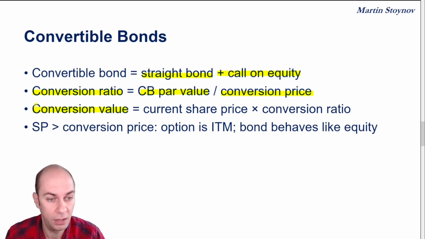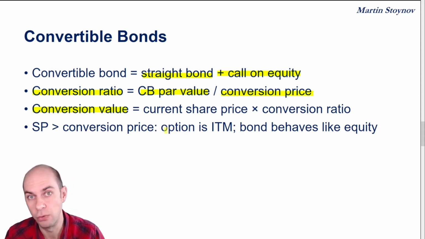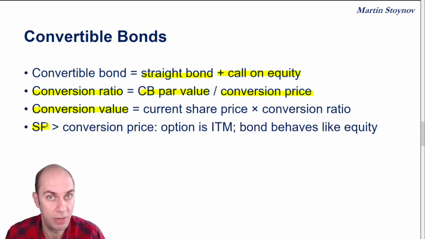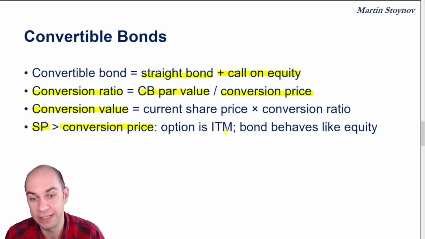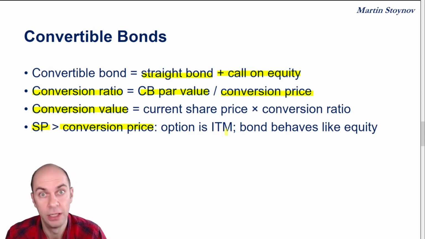Now, we can figure out whether the call option is in the money or out of the money based on the relationship between share price and conversion price. So share price is simply the current market price of the stock. Conversion price is based on this relationship here. It's based on the conversion ratio and the par value of the bond. So if my current share price is above the conversion price, then the call option is in the money. The investor will therefore be profiting should he decide to exercise the option and convert.